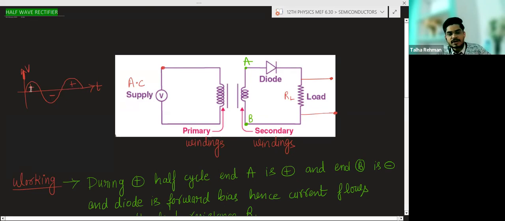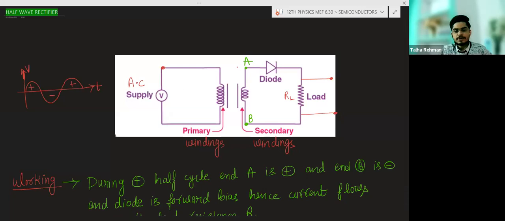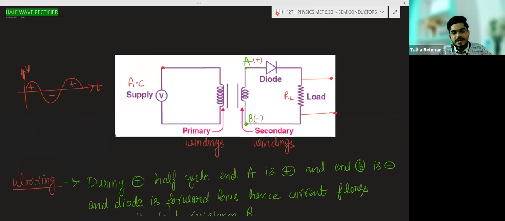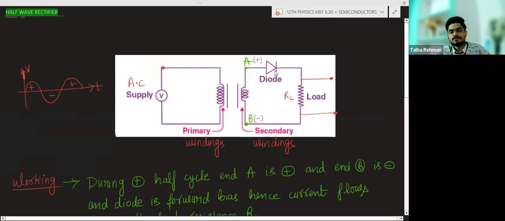During the positive half cycle, suppose A is positive, meaning positive is connected to the P side, and B is negative, so negative is connected to the N side. This diode is in the forward bias condition, so it will conduct. Current will flow through it and through the load, and when current flows through the load, we get the output.